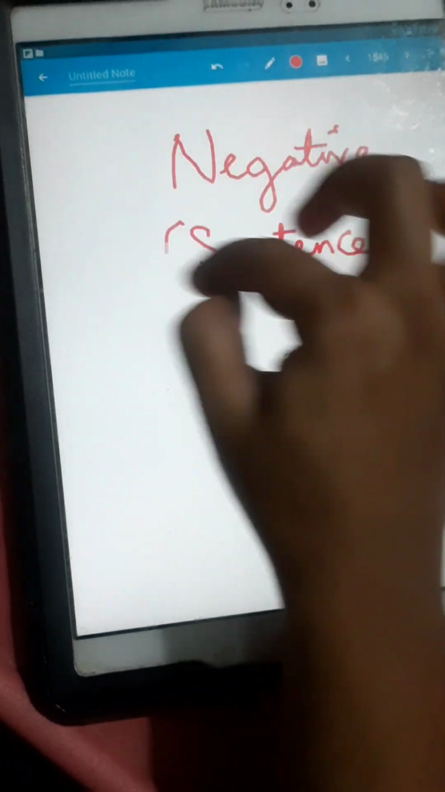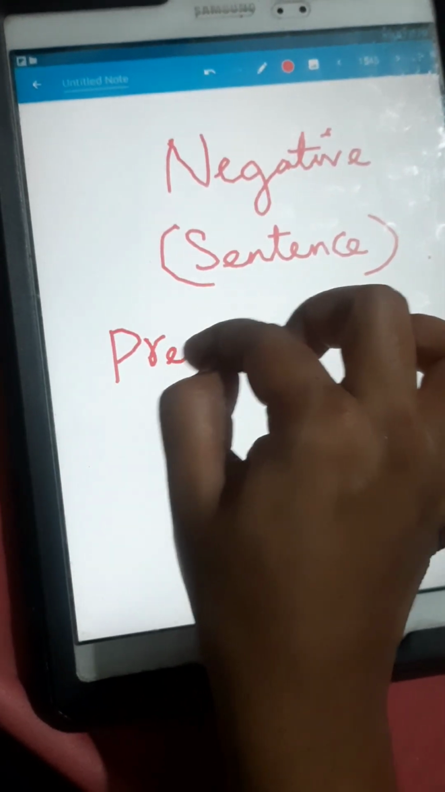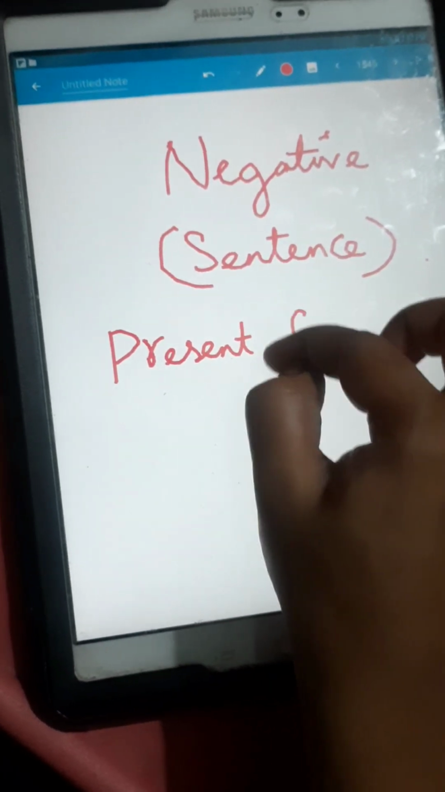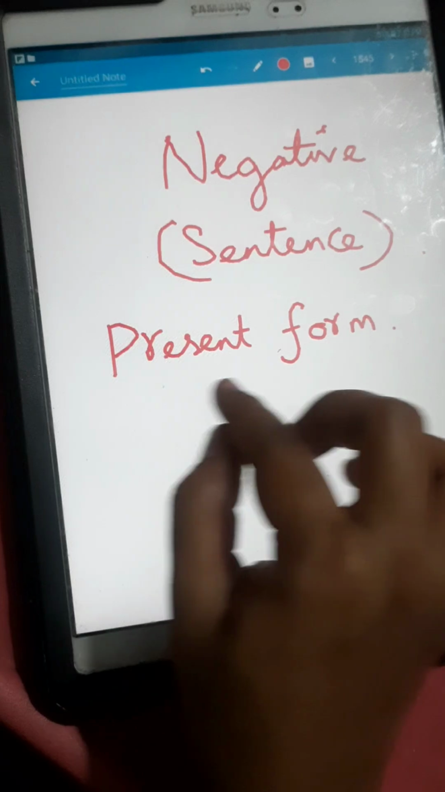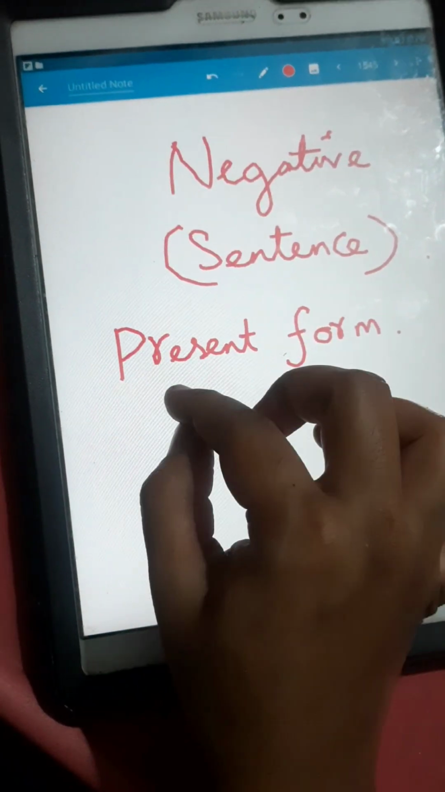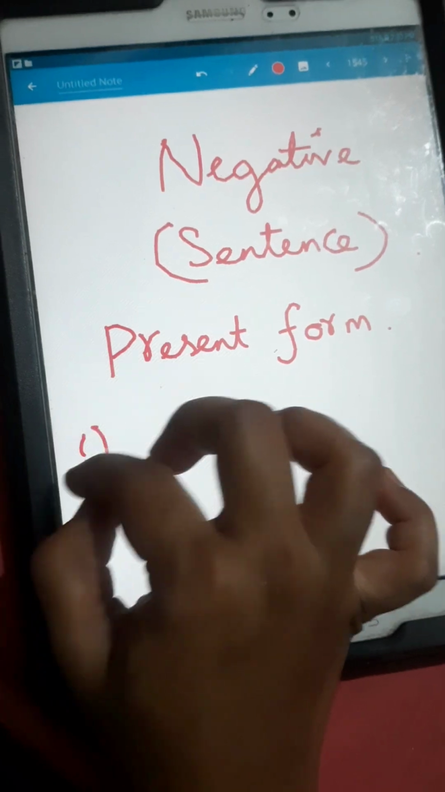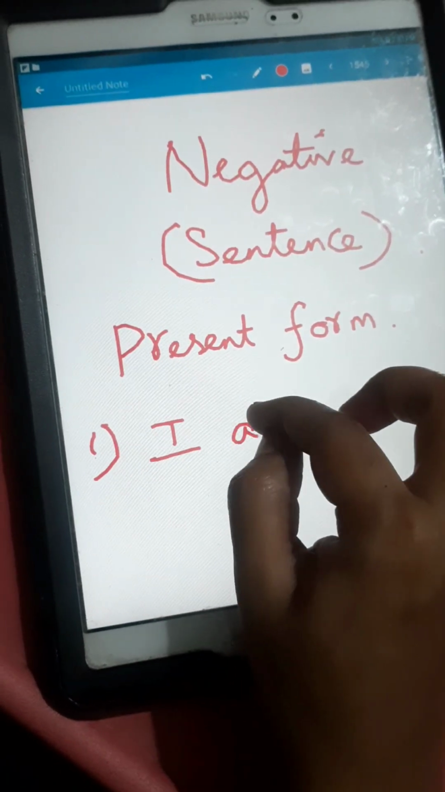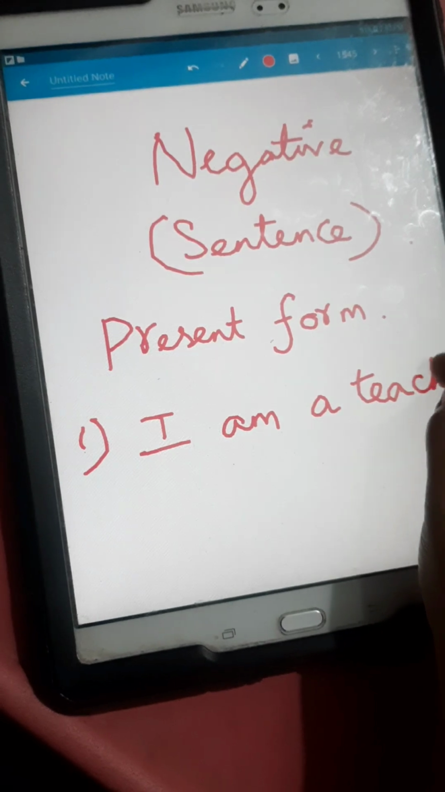First of all, we go for the present be form of the sentence. What are all the present be forms of the sentence? For that, now I am going to help you. Actually, when you are changing the sentence into negative, you have to concentrate on the be form of the verb in that sentence. We can say that as a helping verb or an auxiliary verb.